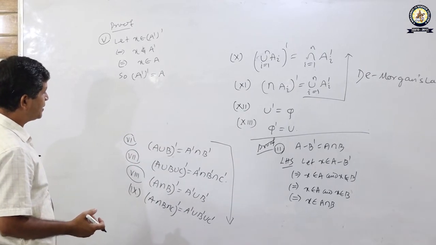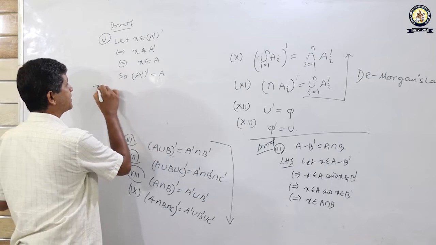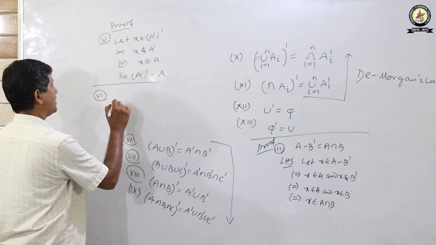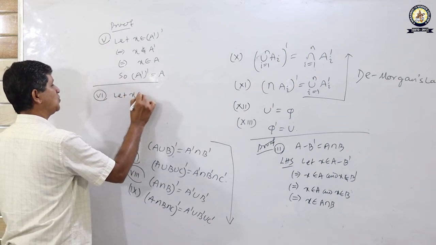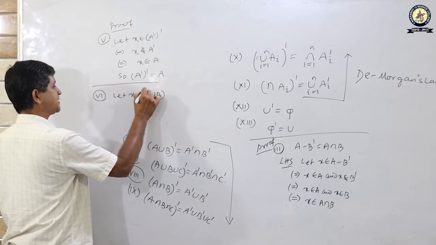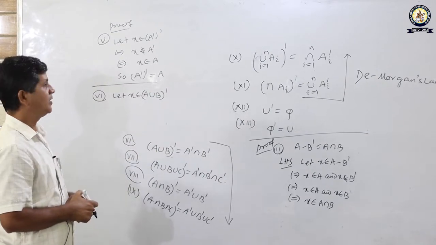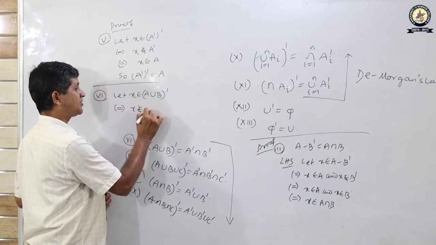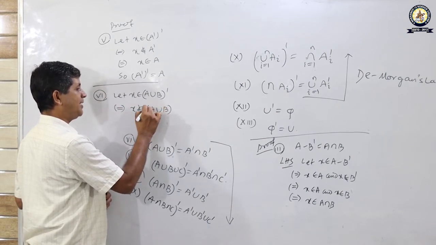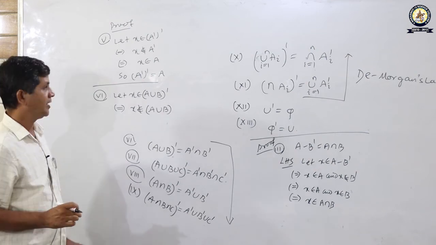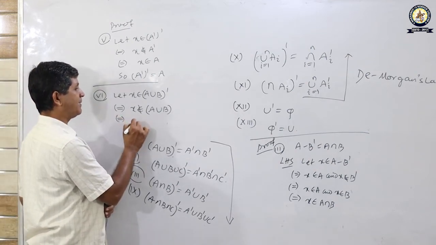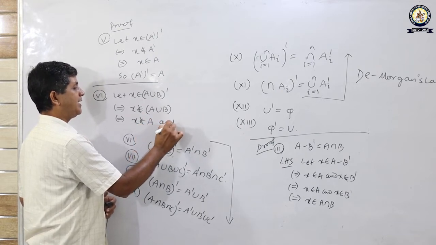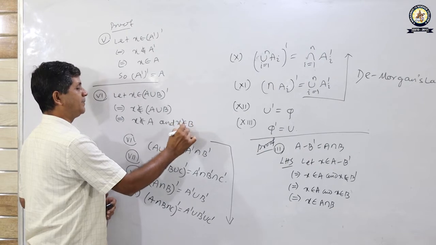Come to next part of the proof, sixth bit proof, De Morgan's law, first bit. Let X belongs to A union B whole dash. Implies and implied by X does not belong to A union B. Implies and implied by X does not belong to A and X does not belong to B.